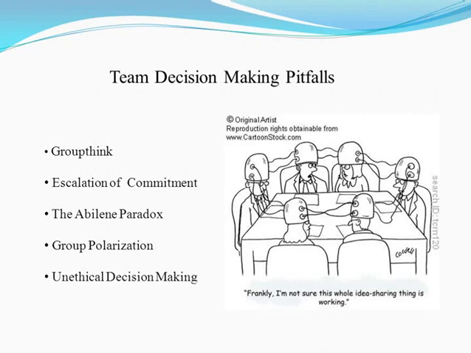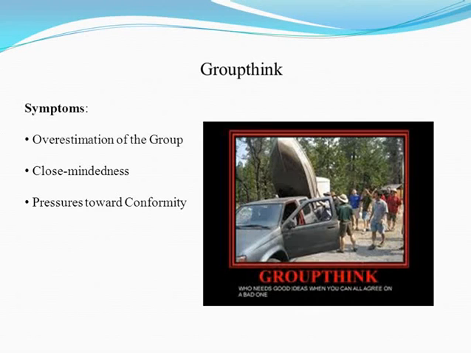Group polarization is the idea that group discussion tends to intensify the group's opinion. Unethical decision-making is the idea that groups tend to lie more than individuals if it is profitable for them to do so. There are 3 main symptoms of groupthink.